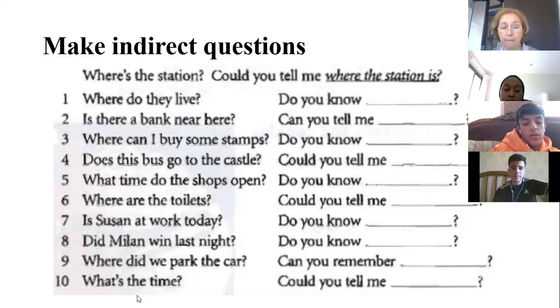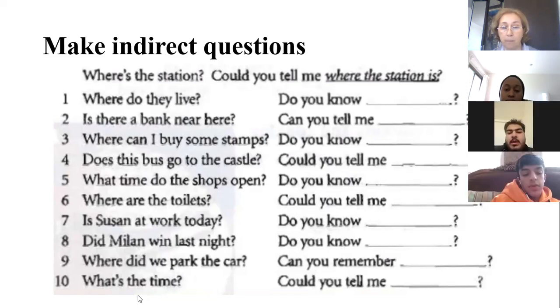And then the next sentence is for Hatap. Yes. Where did we park the car? Can you remember where we parked the car? Exactly, where we parked the car. No did. And we go back to Abdullah.